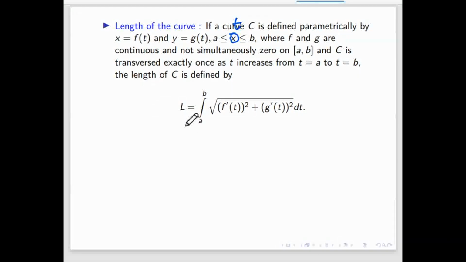Then the length of the curve is defined by the integration from a to b of the square root of (f dash t) whole square plus (g dash t) whole square, dt.